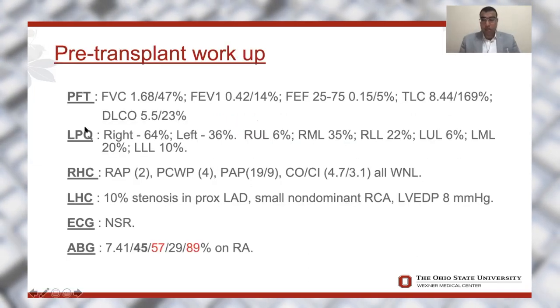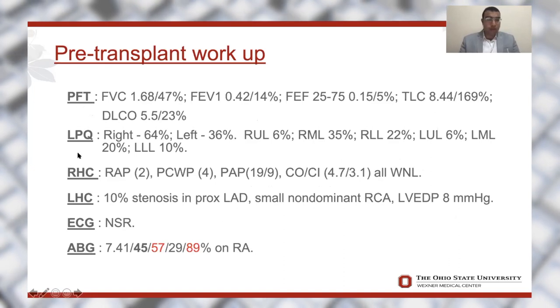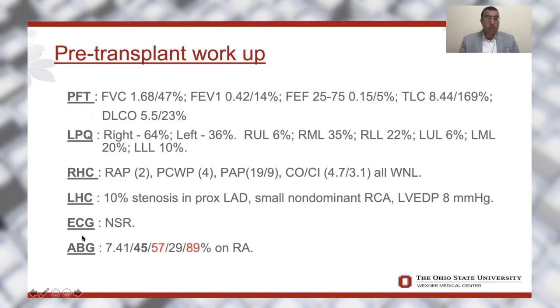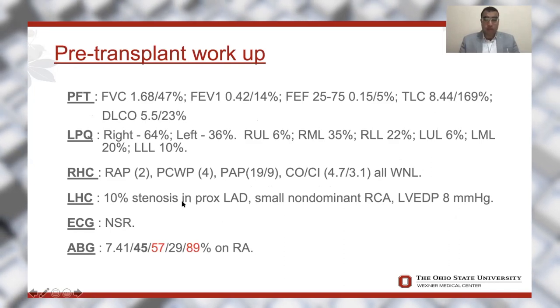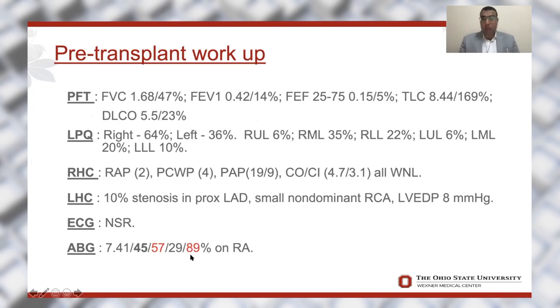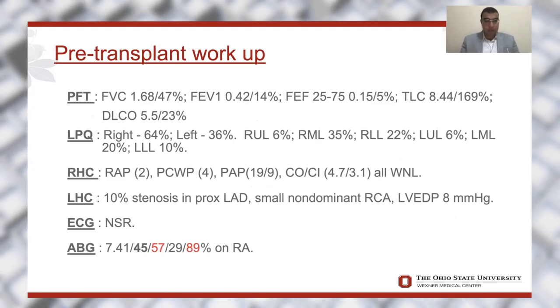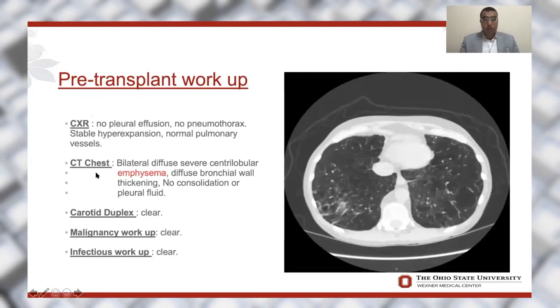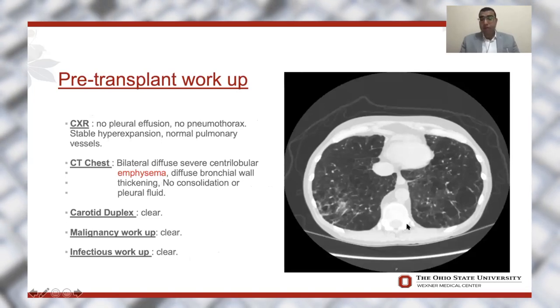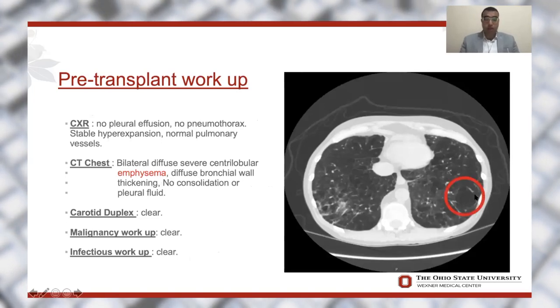Sorry, I didn't mention the abbreviation, but this is the pulmonary function test. It's lung perfusion quantification, right, and heart catheterization. This is the ABG. All of this is acceptable, except for sure he is a little bit hypoxic. The most important is the chest CT. This patient is still a smoker, so there is a little bit of emphysematous bullae, as we can see here.